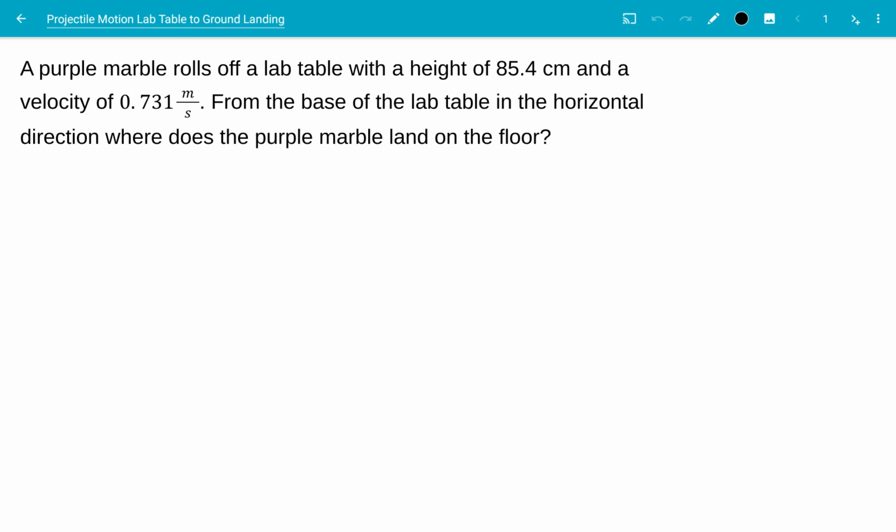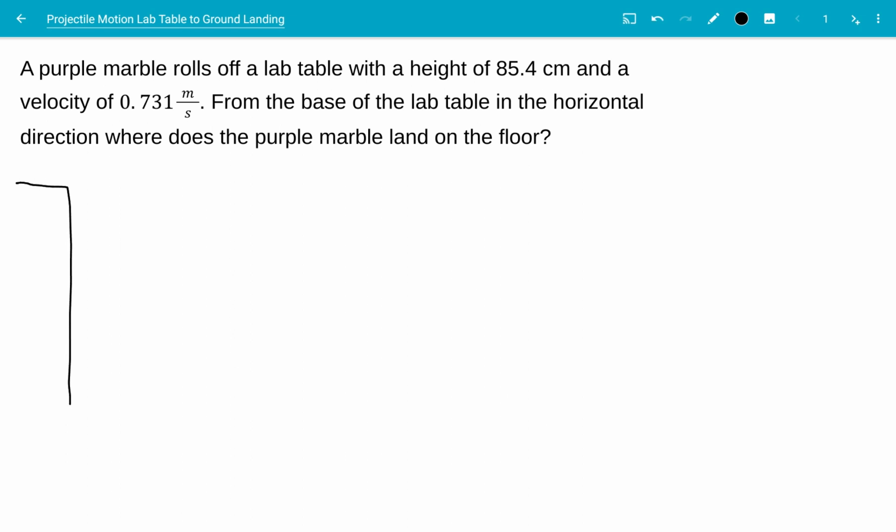This also applies to cliffs. So here we go. A purple marble rolls off a lab table with a height of 85.4 centimeters and a velocity of 0.731 meters per second. From the base of the lab table in the horizontal direction, where does the purple marble land on the floor? So let's start with a sketch.